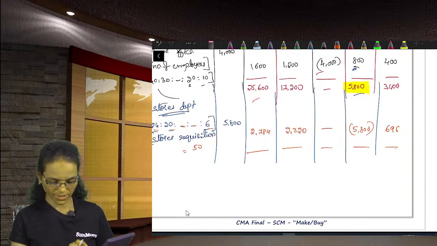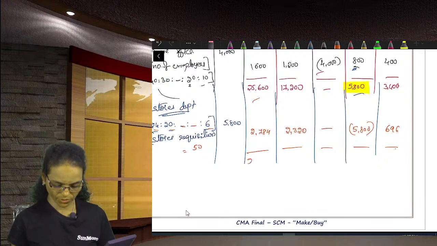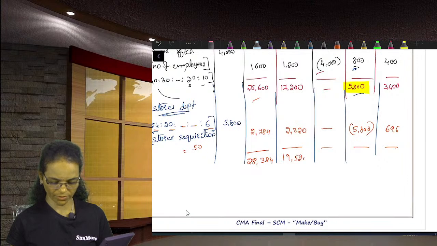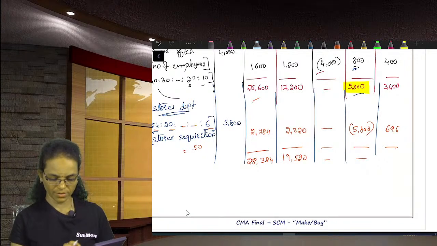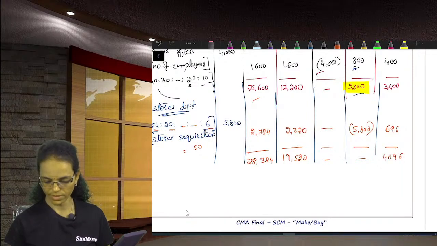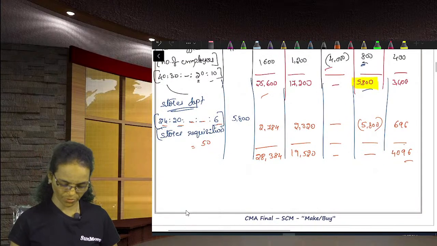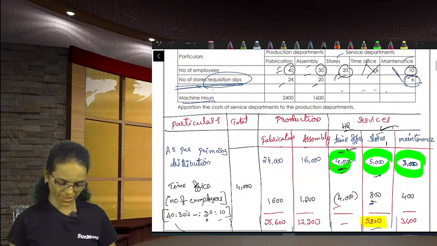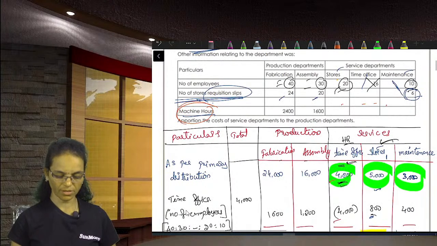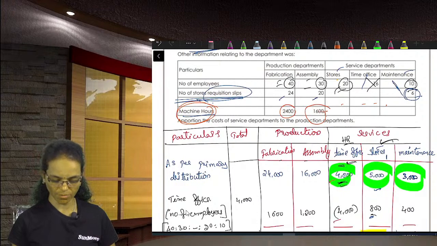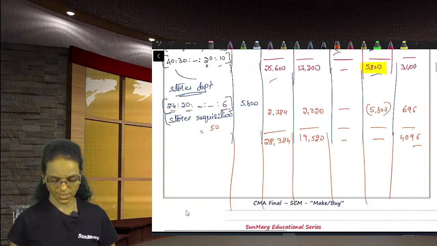25,600 plus 2,784 is 28,384. 17,200 plus 2,320 is 19,520. Here nil. 3,400 plus 696 is 4,096. This amount should be distributed. This is a maintenance one, right? This maintenance one, based on the machine hours, 2,400 and 1,600, 2 zeros common, you remove it, 24:16.